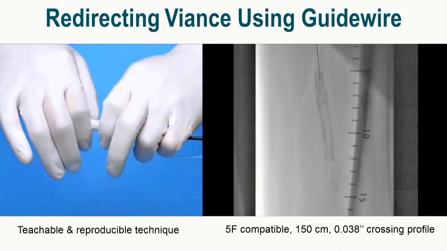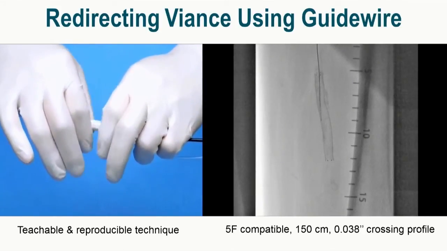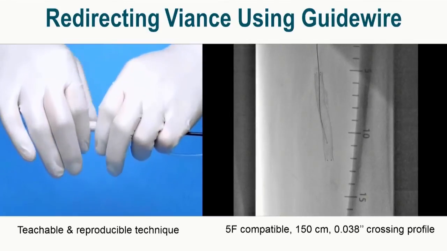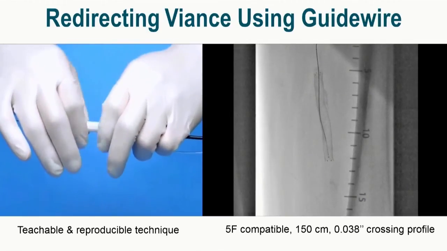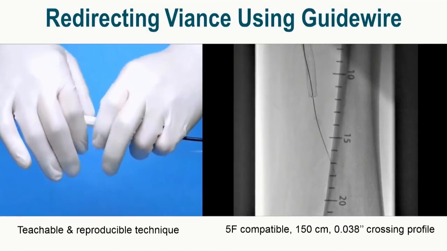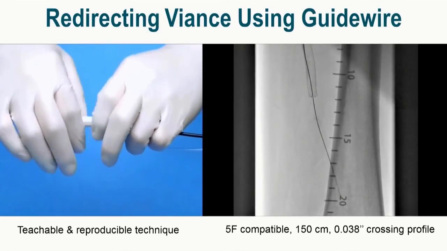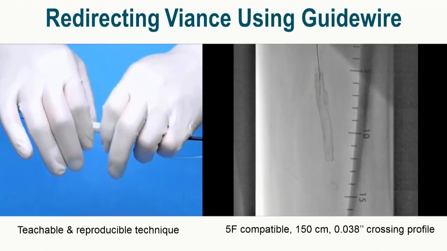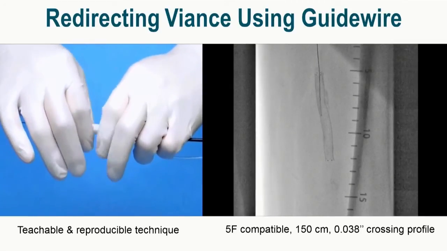And we see the low-profile Viance making greater headway among other crossing devices. If you can see on the angio, very subtle movement of the guidewire tip allows you to deflect the crossing device and engage the lesion in a different way and then successfully cross into the true lumen.